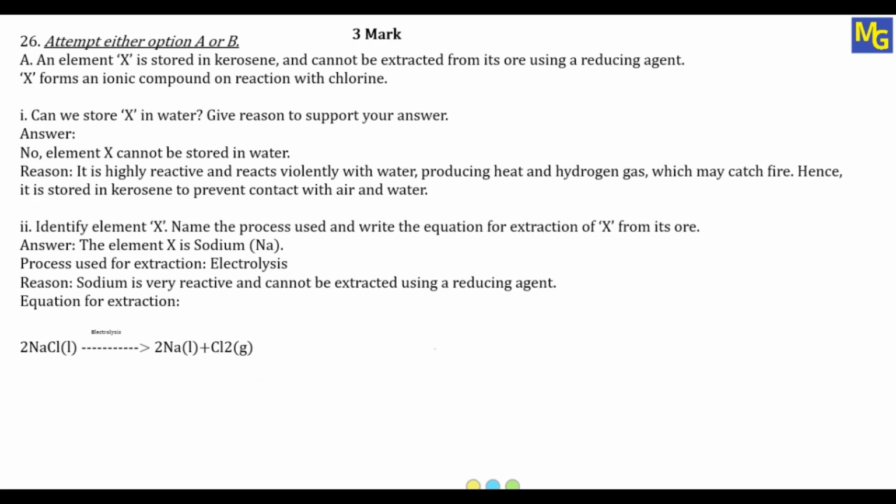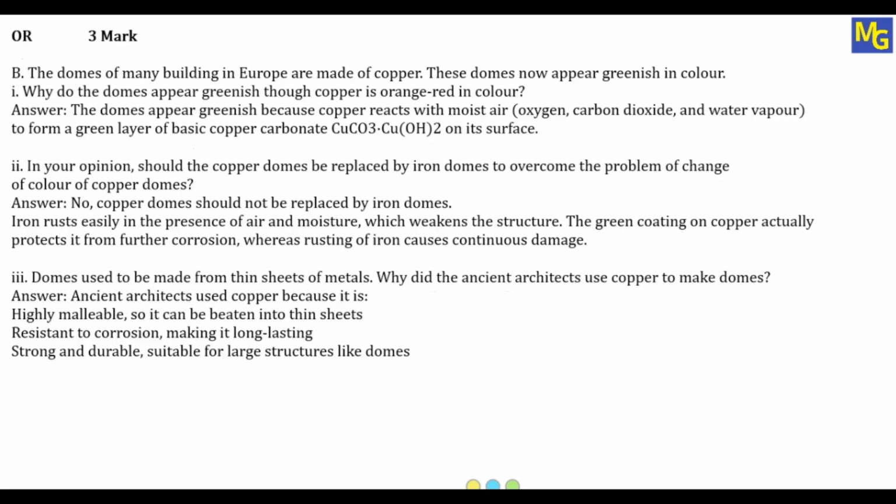Now after this we are going to see the next, that is the choice, question B. So now we are going to see the OR option, which is also going to carry a 3-mark question. The statement given in question B is, the domes of many buildings in Europe are made of copper. So see the sentence. The domes of many buildings in Europe are made up of copper. These domes now appear greenish in color. So this is the statement given, and based on this statement we have 3 questions.